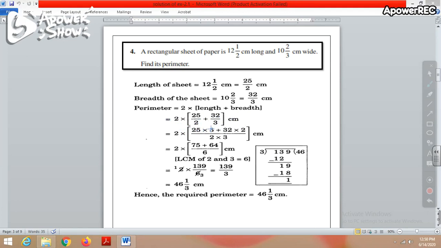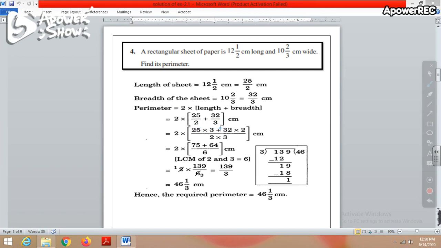Now we have to first solve this thing which is given inside this bracket. Why? Because the BODMAS rule says you have to first open the bracket, then only you can perform the other operations. So here we have to first solve what is there inside this bracket and then only we can multiply the result by 2. So here we are going to add 25 by 2 and 32 by 3.